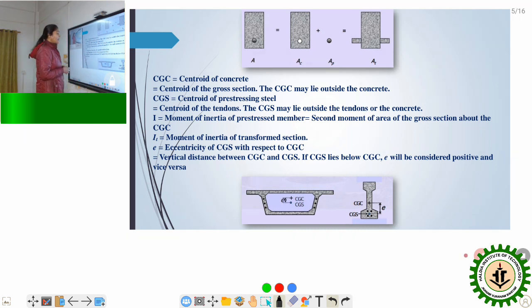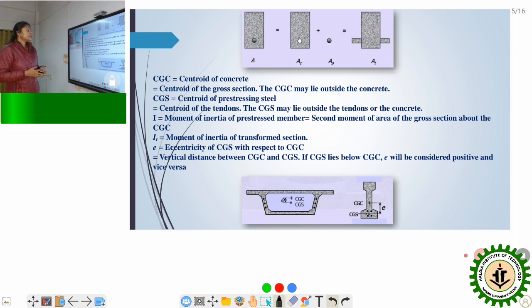Now for calculating immediate losses in the section, while going through the problem, we also need some other notations, like the center of gravity or centroid for the concrete section, that is the gross concrete section. Now CGC may lie outside the concrete section as well. Then the center of gravity or centroid of the pre-stressing steel is CGS, that is the centroid of the tendons. I is the moment of inertia of the pre-stressed member. IT is the moment of inertia of the transformed section.